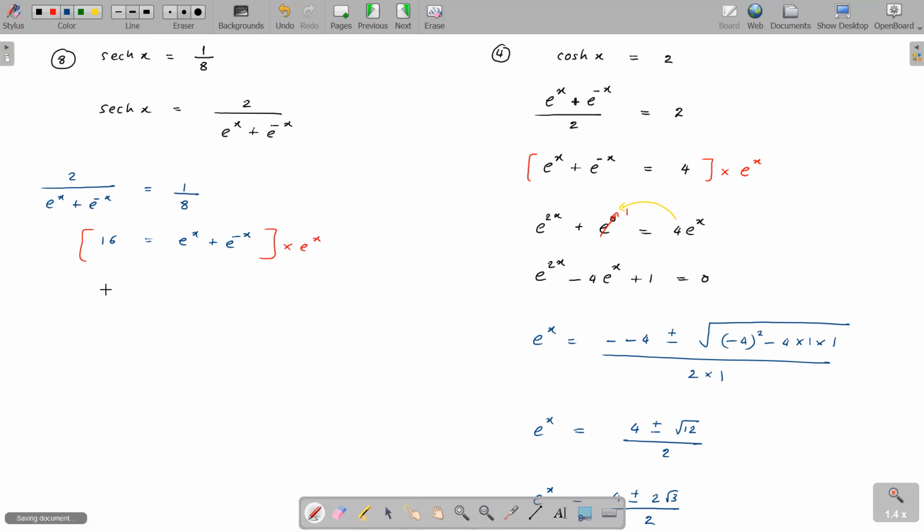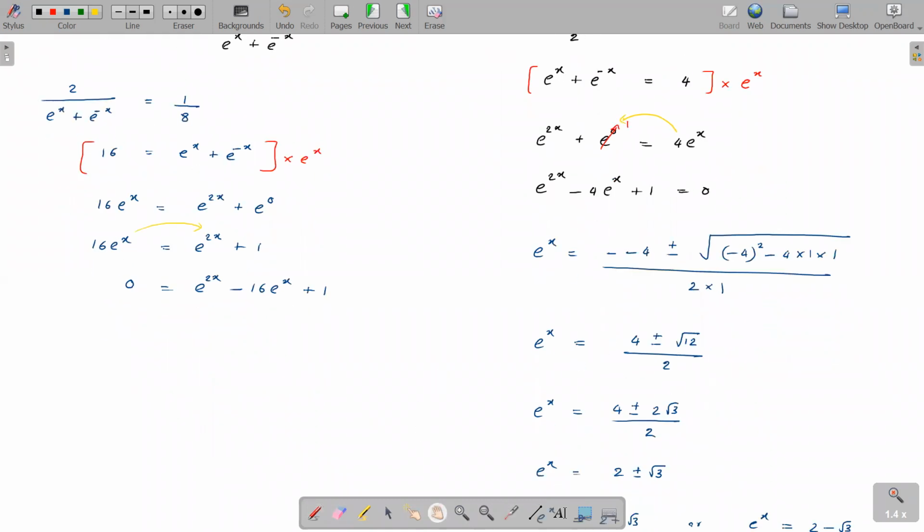And then you get here 16 e^x. e^x times e^x is e to the power 2x, plus e to the power minus x times e to the power plus x, that's e to the power 0. That's basically 1, right? So 16 e^x equals e^(2x) plus 1. So you get here e^(2x) minus 16 e^x plus 1. All right, guys, it's a quadratic equation, simply rearranging. Okay, and you need to check whether it factorizes.